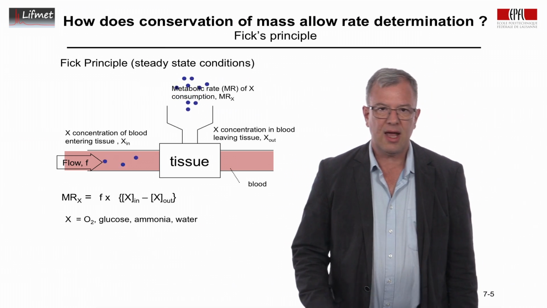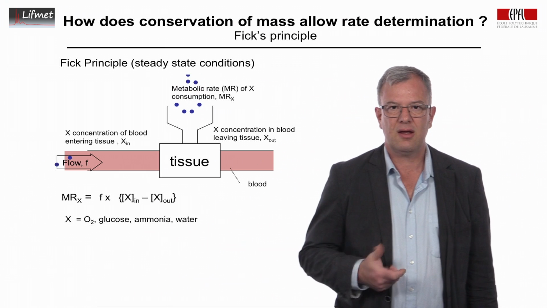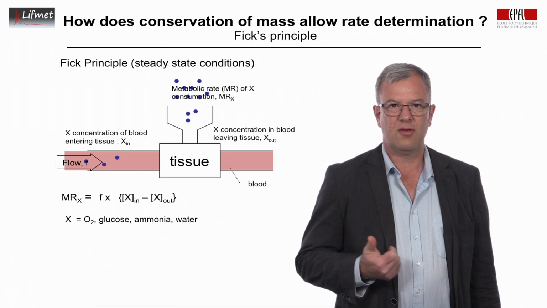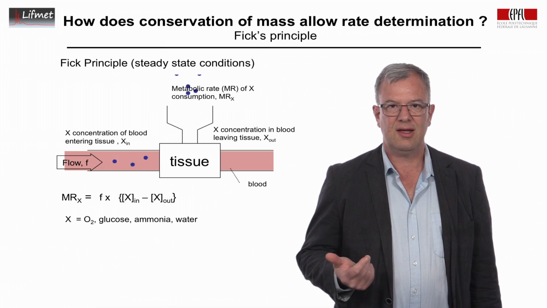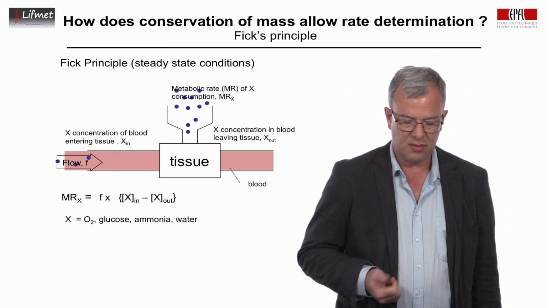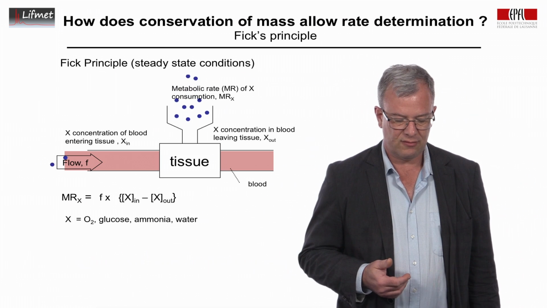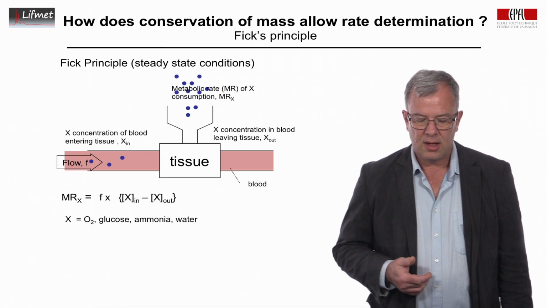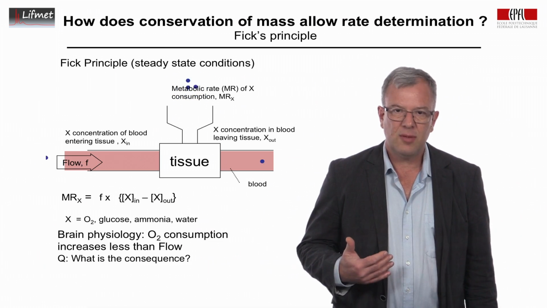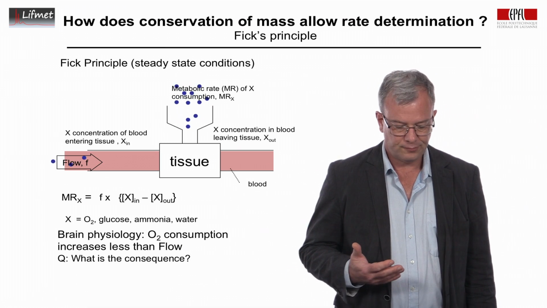Now X here, to give you something specific, can be oxygen. So we have oxygen coming in, oxygen leaving, and oxygen being consumed. It can be glucose, it can be ammonia, or it can also be water for this principle. Now let's look at brain physiology as an example.